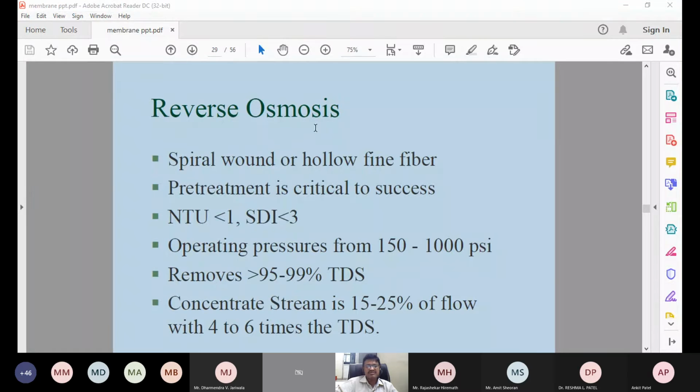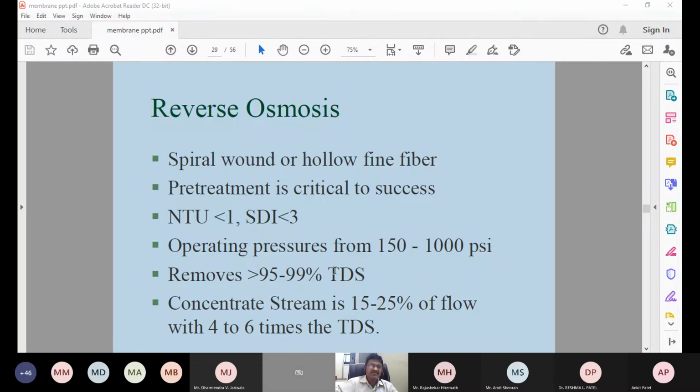For reverse osmosis you can use the spiral wound configuration or hollow fiber that I have told you, and you will get very good water here. The nephelometric turbidity unit will be less than 1, silt density index is less than 3, operating pressure 150 to 1000 pounds per square inch, and it removes greater than 95 to 99% of TDS. Now you see this much TDS is removed.